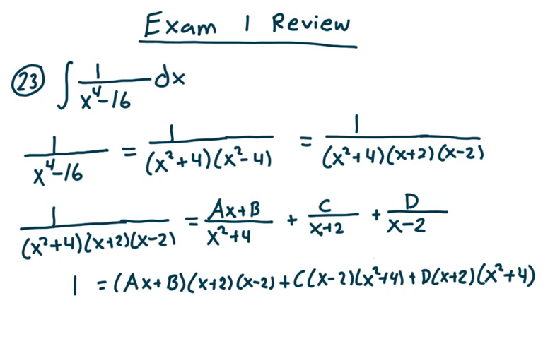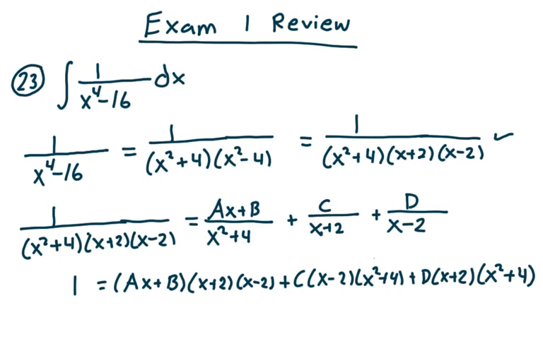Now, we can write 1 over x to the fourth minus 16 as 1 over (x squared plus 4) times (x squared minus 4), which is 1 over (x squared plus 4) times (x plus 2) times (x minus 2). Now, I'm going to use partial fraction decomposition. So that can be written as (ax plus b) over (x squared plus 4) plus c over (x plus 2) plus d over (x minus 2).